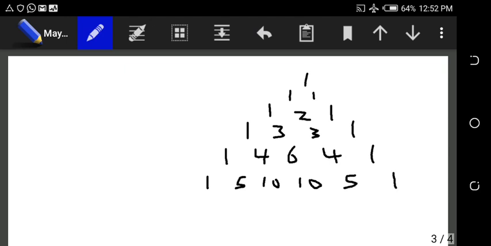If I want to get the next level, level 6, I also start with 1. 1 plus 5 gives 6. 5 plus 10 gives 15. 10 plus 10 gives 20. 10 plus 5 again gives us 15. 5 plus 1 gives us 6, and then 1. So you just get how it's working, and you can go on for as long as you want.